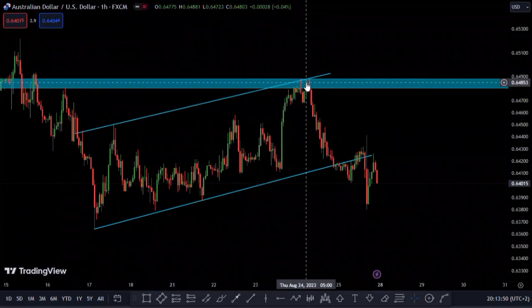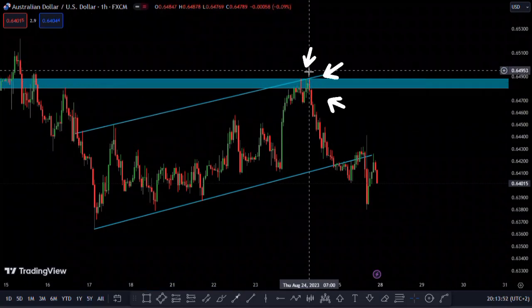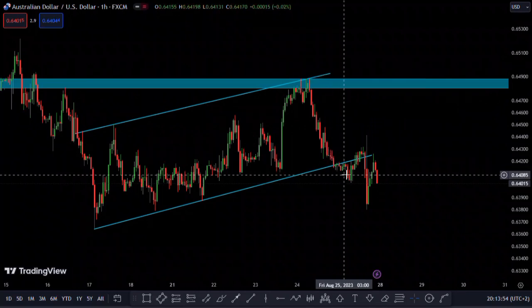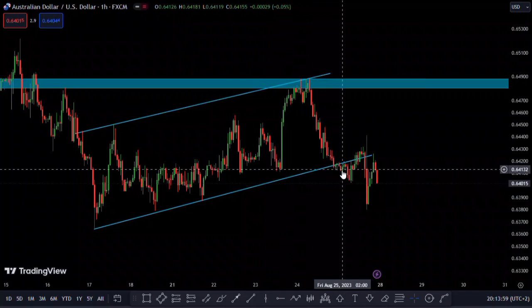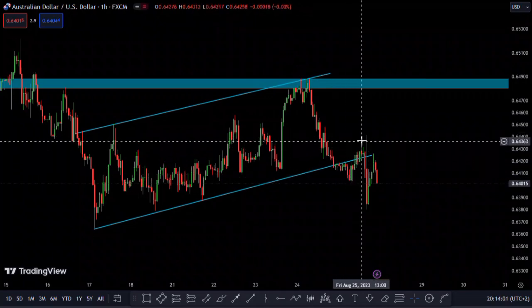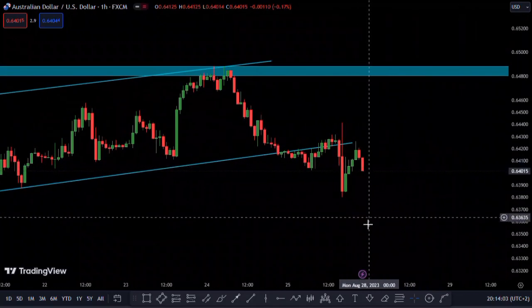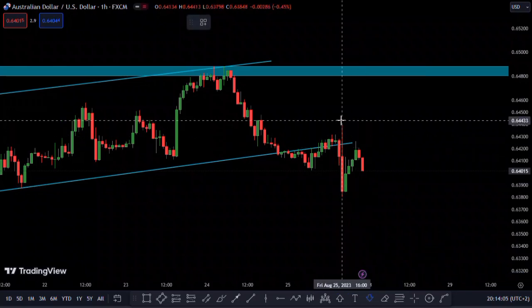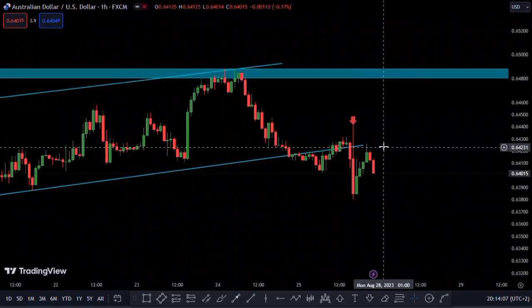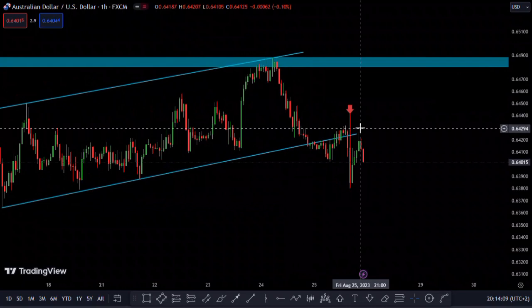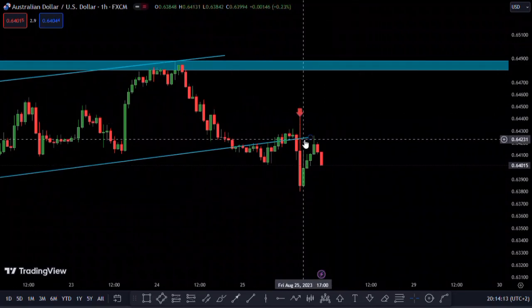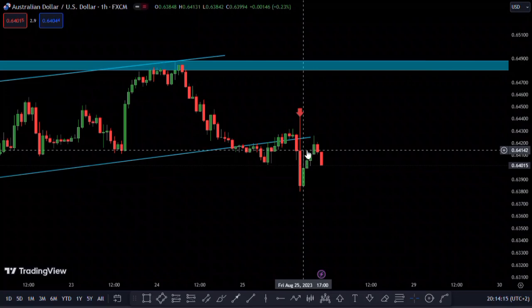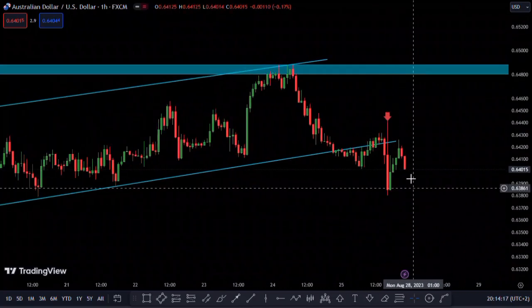Okay, so we can see that the market failed to break above and then it rejected, and then it broke below this diagonal support, and then again it went back inside. But look what happened, we had a huge rejection. So there is a meaning behind this. There was selling pressure.